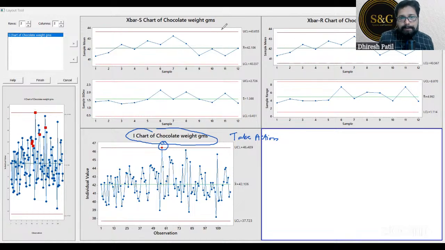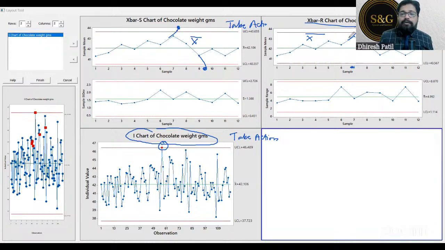Now coming back to the X bar R and X bar S chart. Ye dono chart dekhiye. If your data goes above control limit, take action. If it goes below control limit in the X bar chart, if it goes above and below control limit, you have to take action. In both these cases, X bar R ko bhi same applicable hai. In X bar, if it goes above and if it goes below, you have to take action.